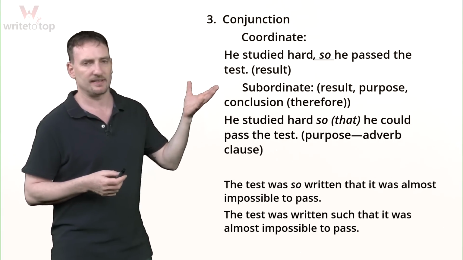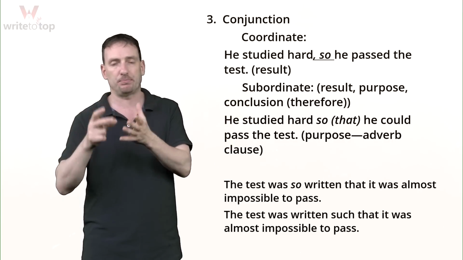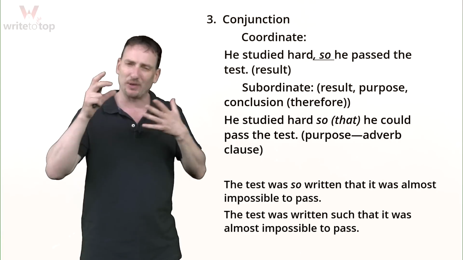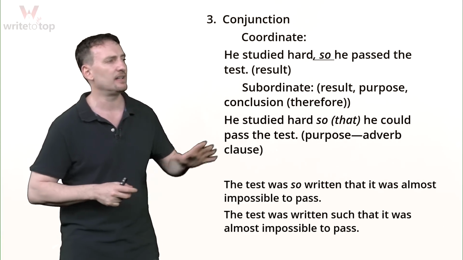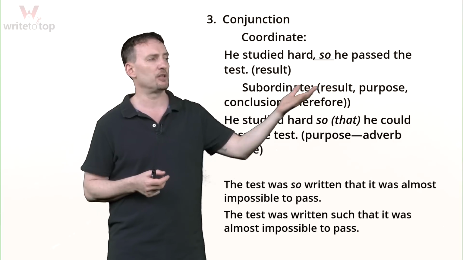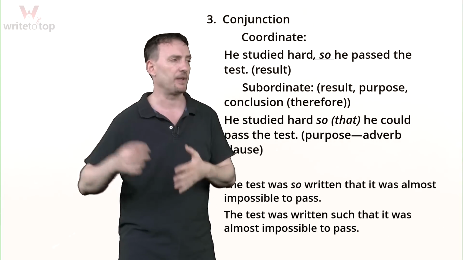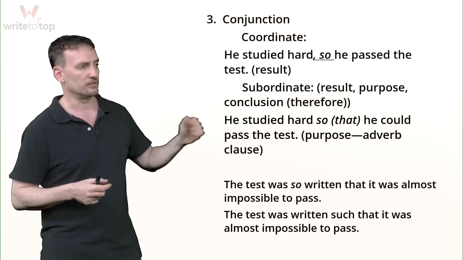As a subordinate, you're using "so" or "so that." You don't have to use "that," and I'll show you that in a second. But this is an adverb clause. It's showing result or purpose or conclusion, basically meaning like "therefore." So: subordinate clause, coordinate clause.